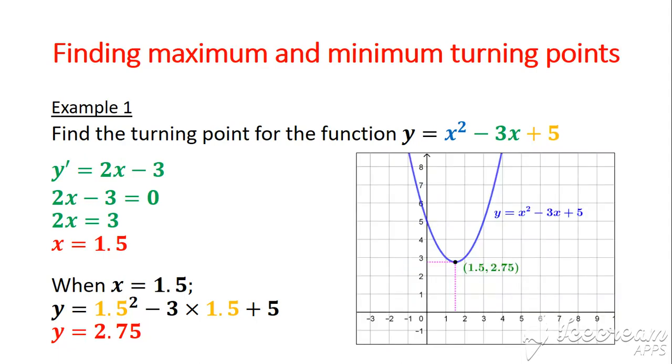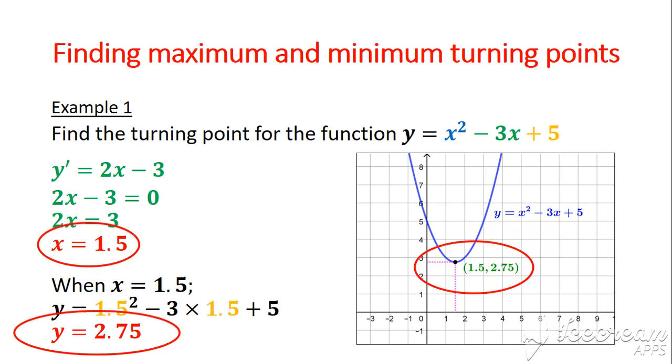So let's have a look at what the picture looks like. The graph looks like this, and we've figured out that there is a turning point when x is 1.5 and y is 2.75. It happens to be a minimum turning point, but we didn't need to figure that out. We just needed to work out where the turning point is.